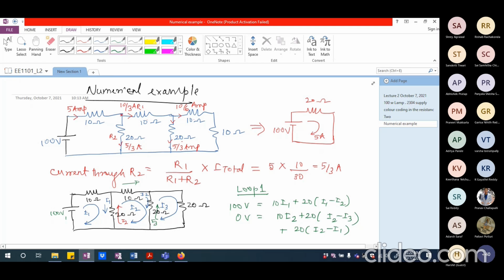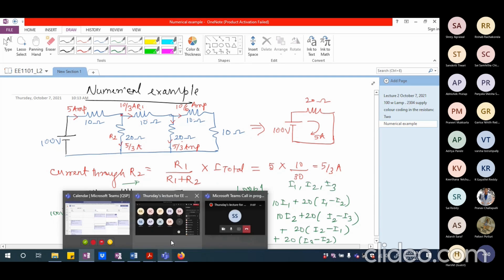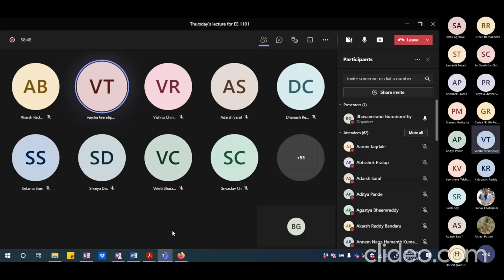I'm sure the third equation you can write correspondingly: 0 volts is going to be 20 times I3 plus 20 times I3 minus I2. So these are the three equations now, and I have three unknowns which are I1, I2 and I3 which we can solve. Okay, so we'll continue with this in the next class. We'll write this equation. One small doubt.